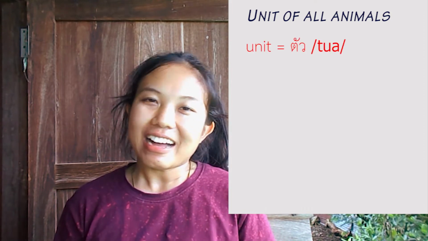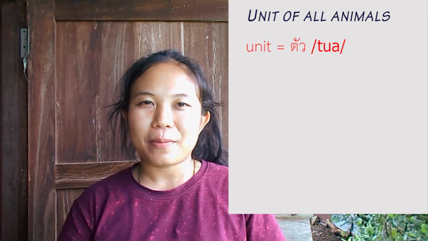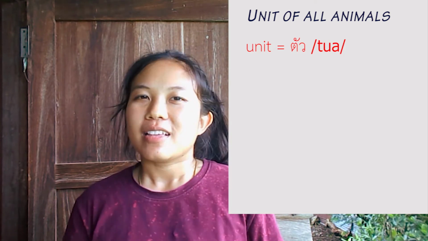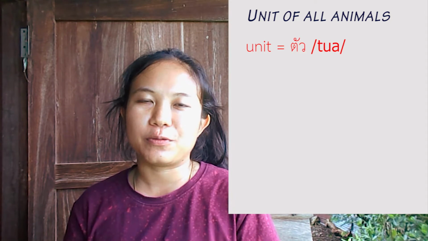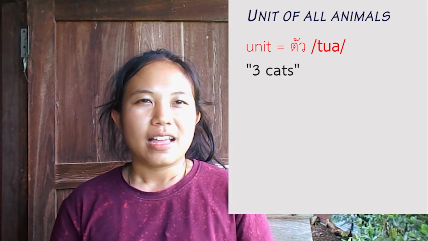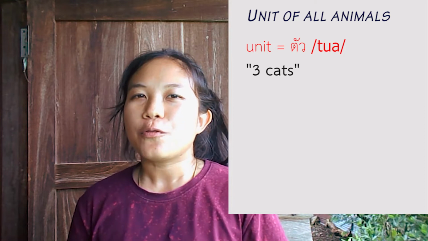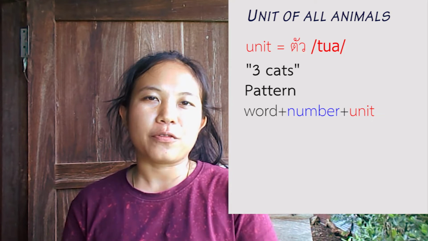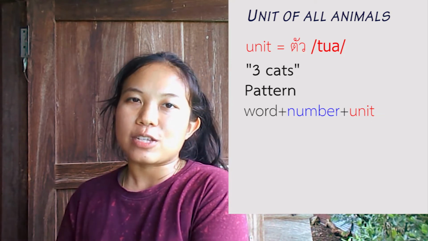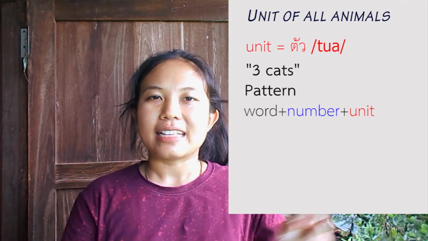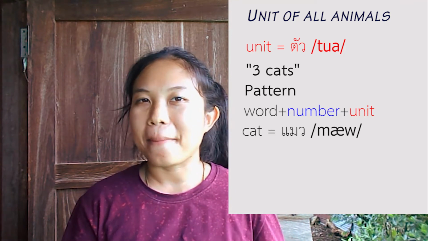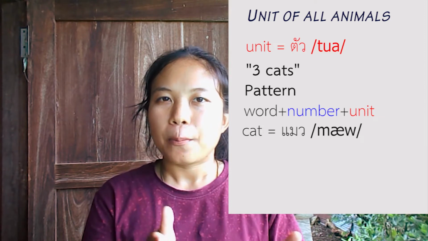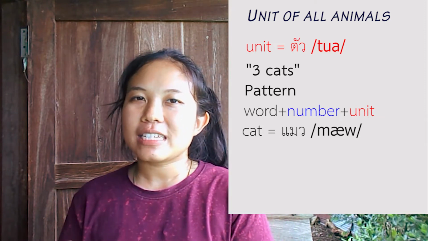The first group is animals. All animals have the same units. That is ตัว. When you want to talk about the quantity of animals, you can use ตัว for all kinds of animals. For example, if you say 3 cats, you follow my pattern, that is the word, plus the number of the cats that you want to say, and then the unit of the cat. So the cat in Thai is แมว.